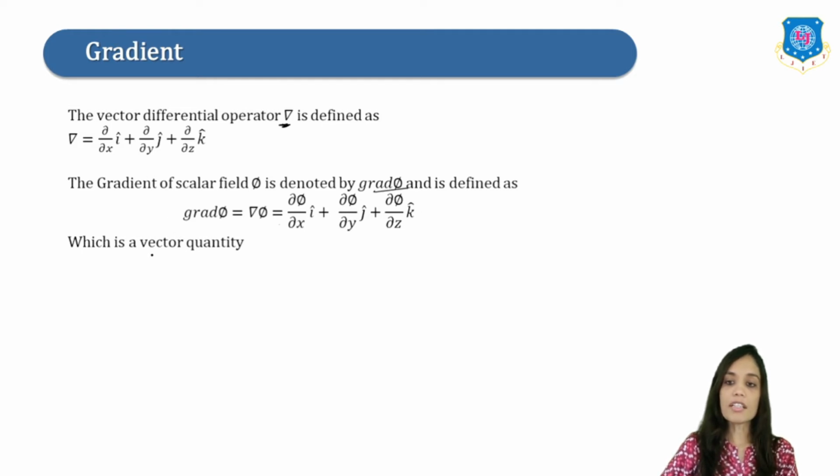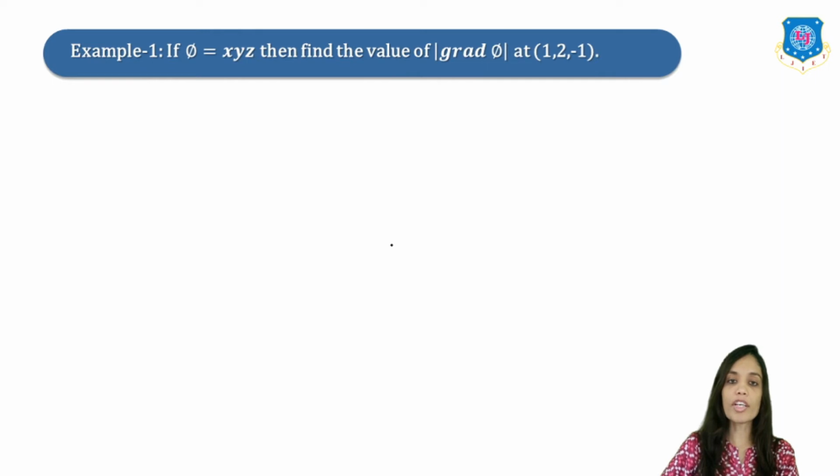And this gradient is a vector quantity, right? So you just have to find the partial derivatives with respect to x, y and z and put them in this formula. Now let us study a few examples of gradient. If phi equals xyz, a scalar field, we have to find the value of mod grad phi, that is the magnitude of the gradient at the point (1, 2, -1). Firstly, let us write the formula of the gradient of phi.